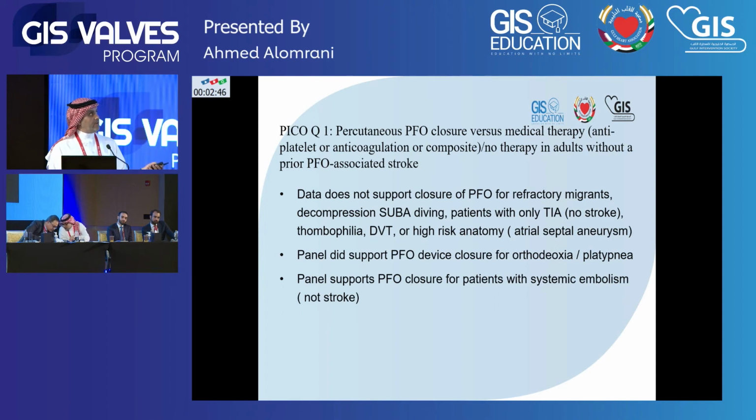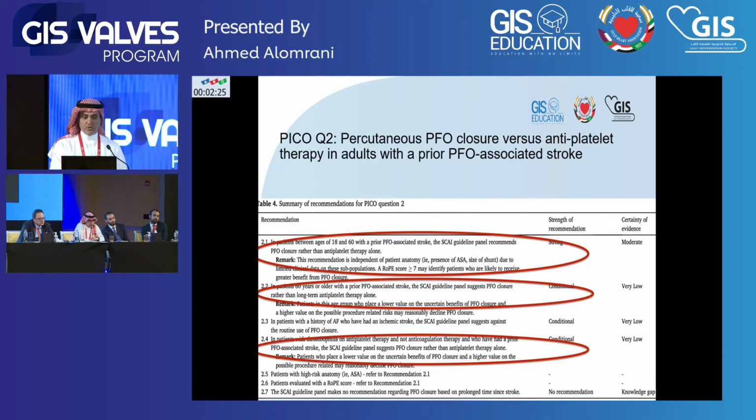So that will take care of our atrial septal aneurysm, which in the past we used to contemplate or take into consideration. The panel did support PFO closure for orthodeoxia-platypnea, and the panel supports PFO closure with systemic embolism and no stroke. So this is sort of a new paradigm that we are going to be intervening and going into.